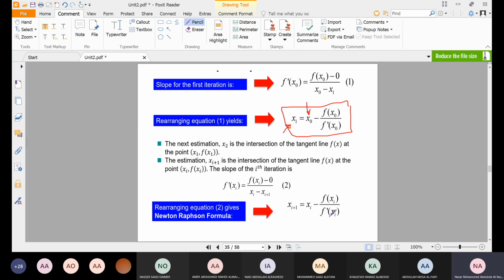As we said, the problem here with this method will be the computing of the derivative. Sometimes it's very, very difficult to find the derivative of some functions. Sometimes the derivative also equals 0. If we have some function, the first derivative of the function might equal 0. So in this case, this formula will not be applicable.